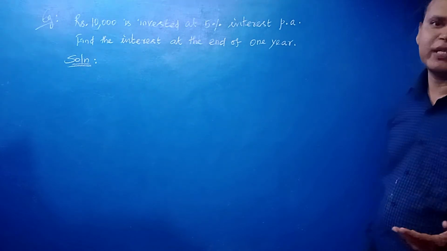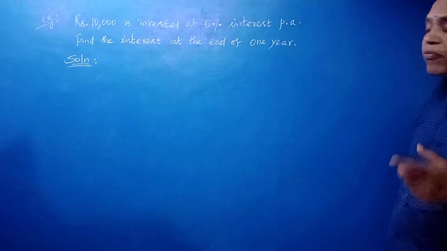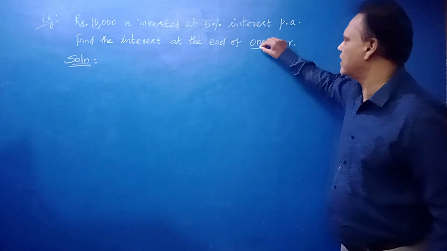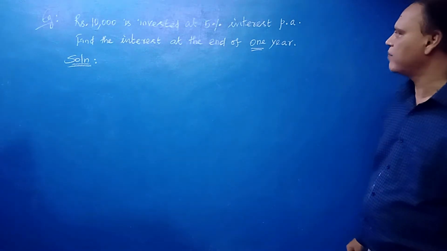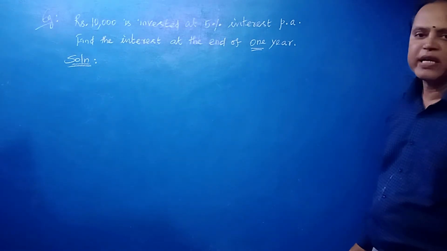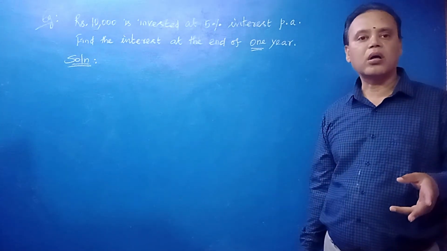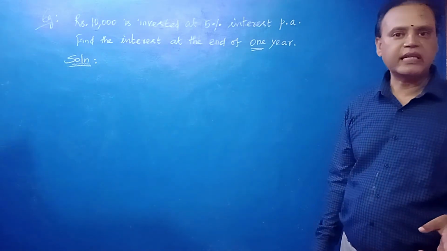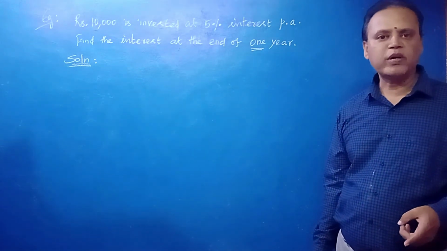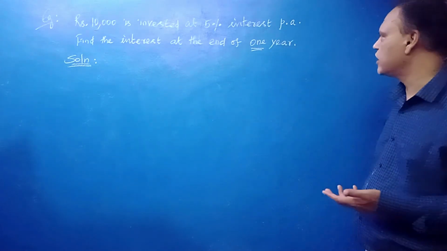It is calculating interest per annum. Find the interest at the end of 1 year, that is given, that is the period. So rupees 10,000 is invested at 5% interest per annum. Interest can be calculated per annum, every 6 months, or every quarter, but normally they calculate per annum. So now find the interest at the end of 1 year.